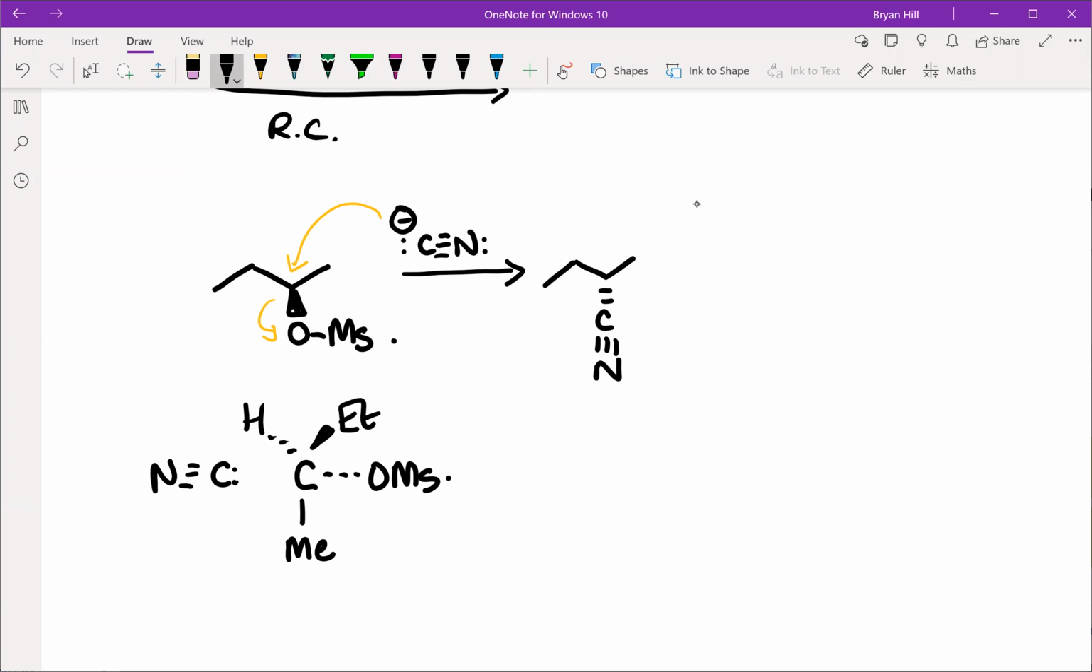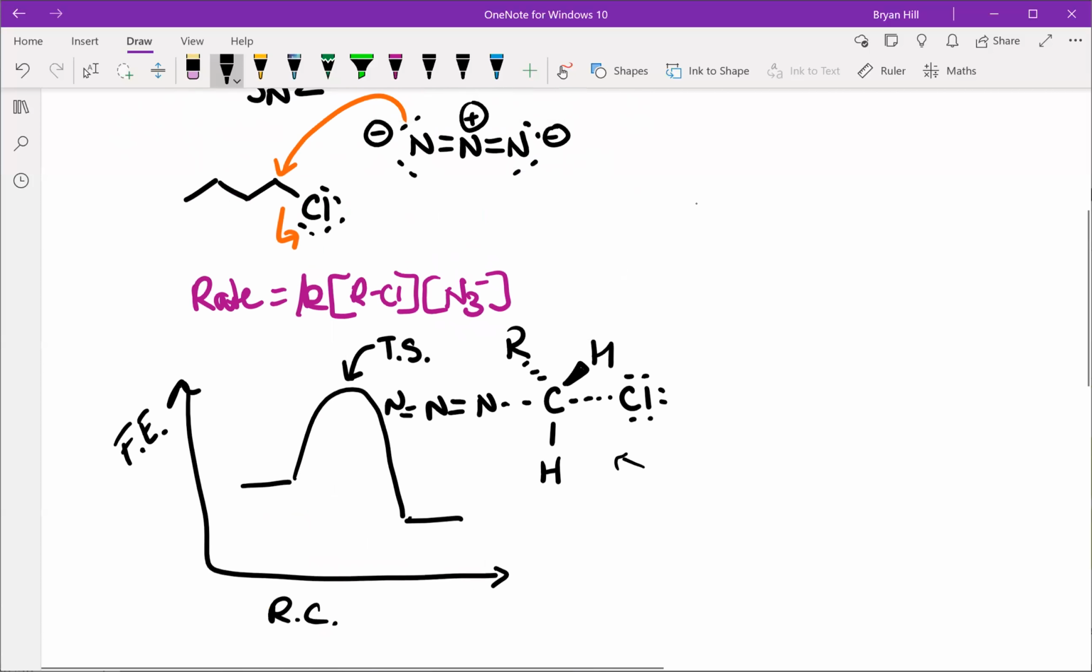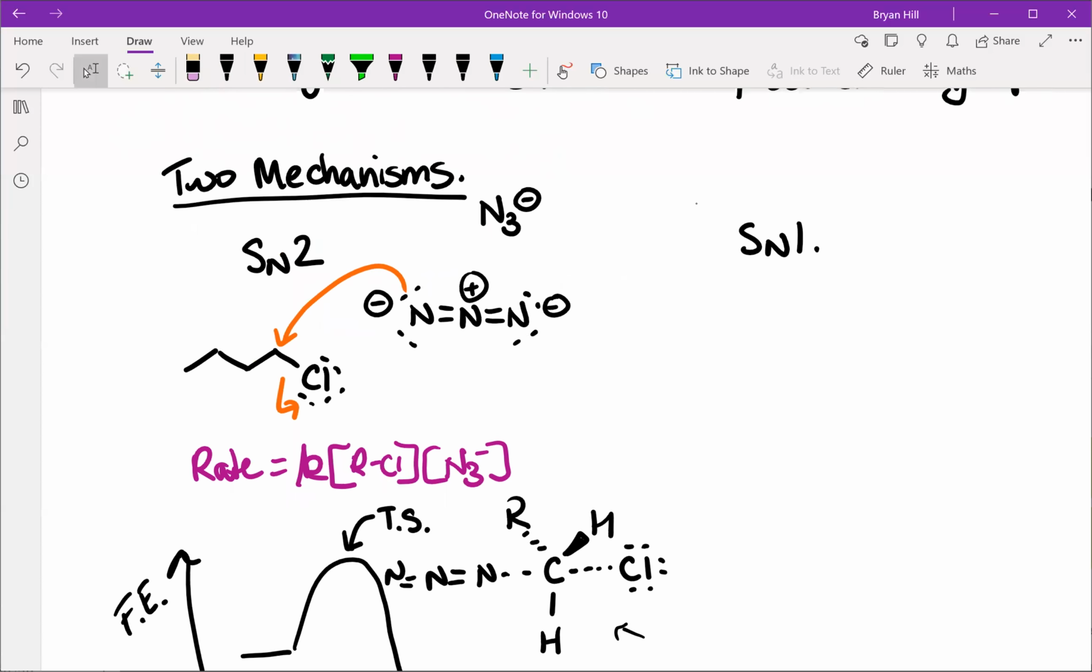The key point, though, is that whatever you had, if it was going forward, it would end up being backward. And if it was backward, it would end up being forward. The key point is that there's inversion of stereochemistry. Okay, so that's basically the SN2 mechanism.